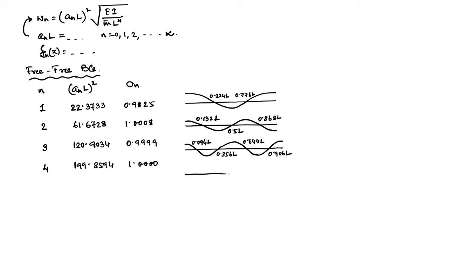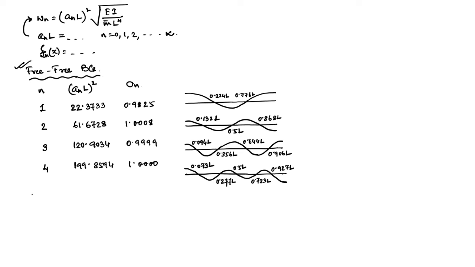And the fourth mode will be like this, so this is 0.073L, 0.277L, 0.5L, then 0.723L, and then 0.927L. So that's the four different modes when we apply a free boundary condition.